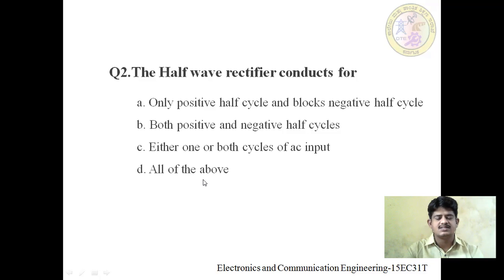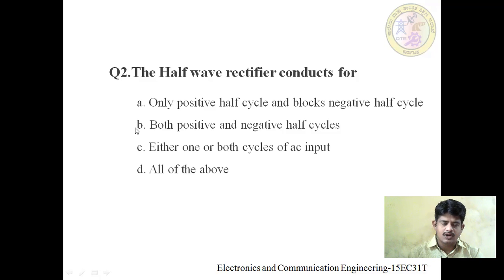So which one is the correct answer? Have you got the answer for this question? Fine, I hope many of you already got the answer. Let's see all the options. Let's start with B, and we'll come back to A after that. It says that it will conduct for both positive and negative half cycles. Is it true? No. We have seen that during the positive half cycle it was conducting, but during the negative it was not conducting. That means this option is not the correct answer.